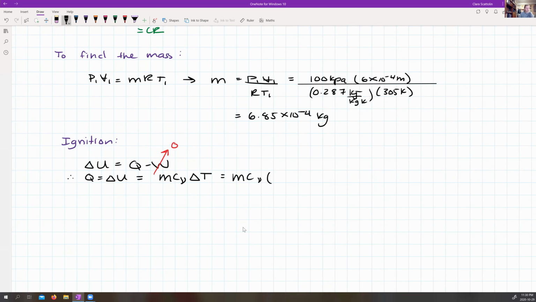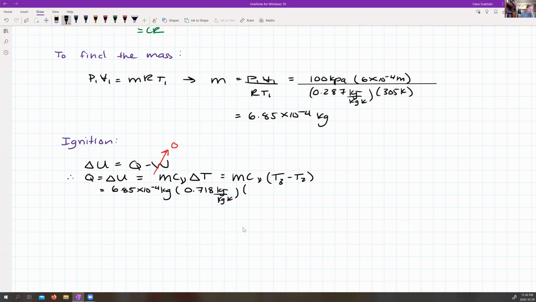Ignition is from 2 to 3. Yes, from 2 to 3. So delta will be 3 minus 2. Mass, I just calculated it, 6.85 times 10 to the minus 4 kilograms. My Cv was 0.718 kilojoules per kilogram Kelvin.